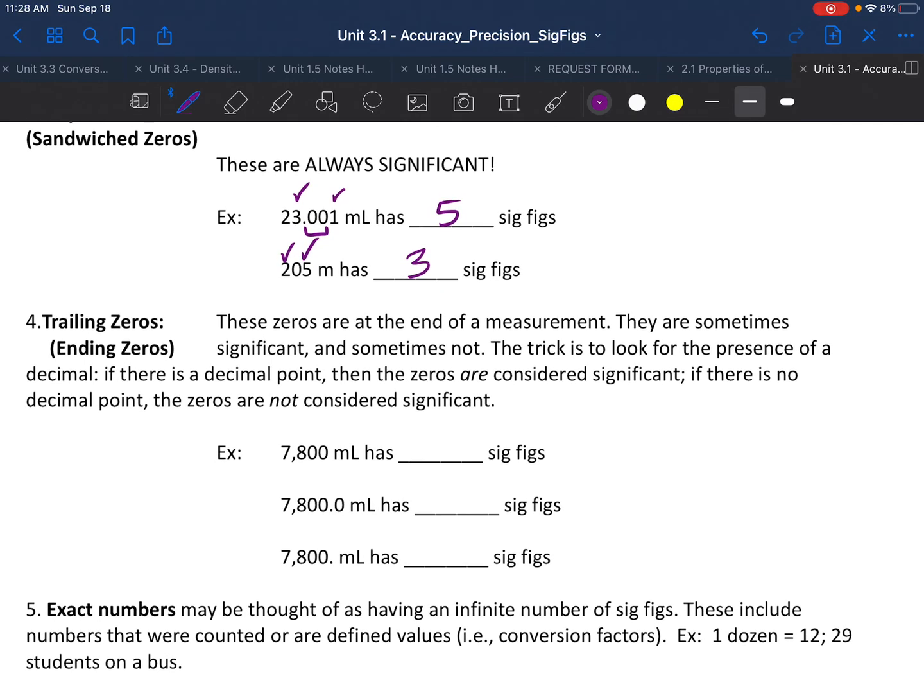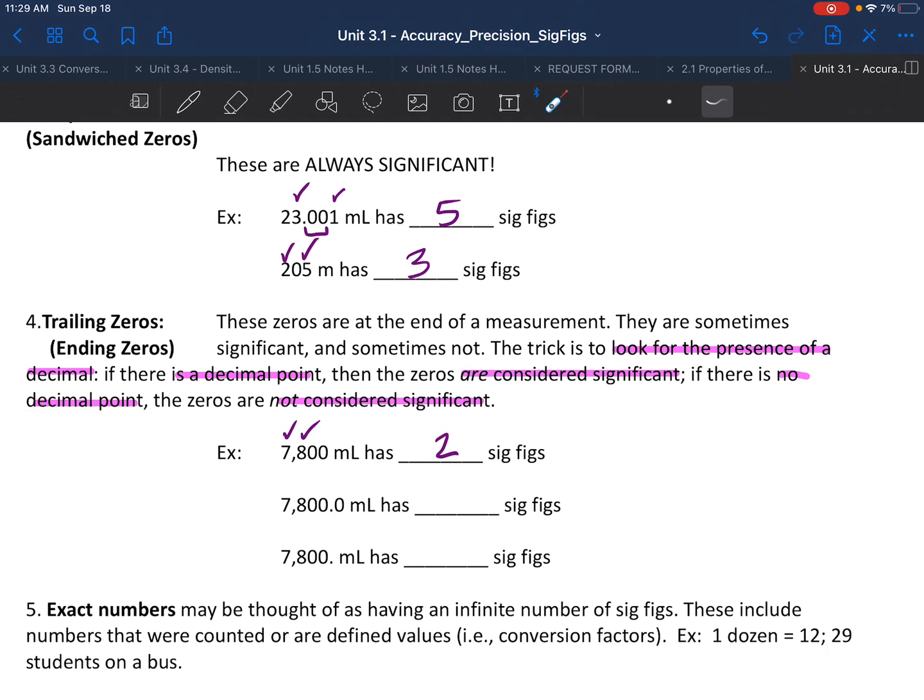Now trailing zeros, these get tricky in the sense of decimals. So the key here is if you have zeros at the end of the number, look for the presence of a decimal. If there is a decimal, they are significant. If there's no decimal, they're not significant. So we first ask, are there numbers that are not 0 to the left? Yes. And then we ask, is there a decimal? No. So these cannot be significant zeros, therefore we only have 2 significant figures, the 7 and the 8.